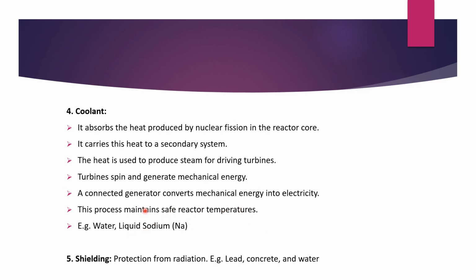By doing this we are also maintaining the temperature. Examples of coolant are water, liquid sodium, etc. And the last one is the shielding. Why are we using the shielding? Because some radiations come out of it, like alpha, beta, gamma, and if they are not controlled they will contaminate the surroundings and it is not good for the people working there. So we are using lead, concrete and water for that matter.